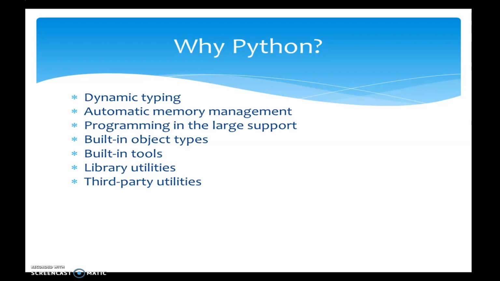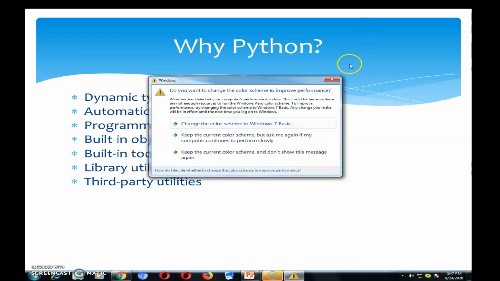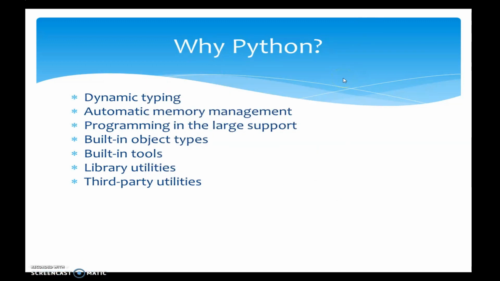The next point is built-in tools. To process all those object types, Python comes with powerful and standard operations, including concatenation, slicing, sorting, mapping, and more. The next one is the library utilities. For more specific tasks, Python also comes with a large collection of pre-coded library tools that support everything from regular expression matching to networking. Python's library tools are where much of the application-level action occurs.